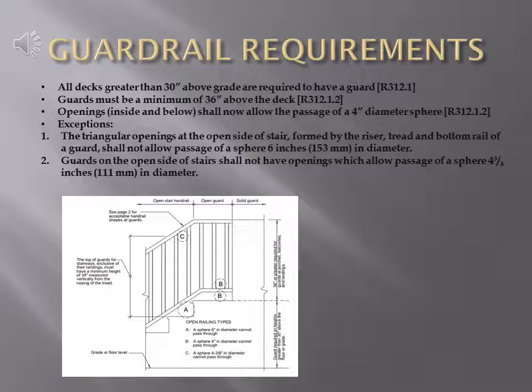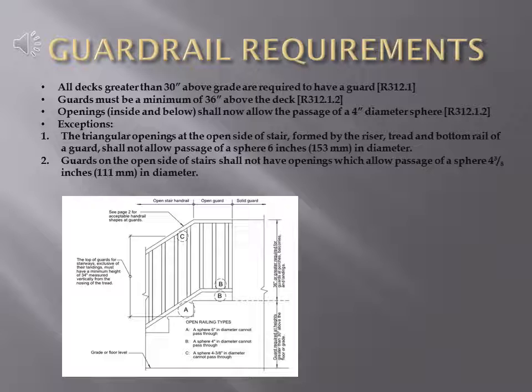Guardrail requirements. All decks greater than 30 inches above grade are required to have a guardrail. This prevents people from falling off the deck and injuring themselves. IRC Section R312.1. Guardrails must be a minimum of 36 inches above the deck.